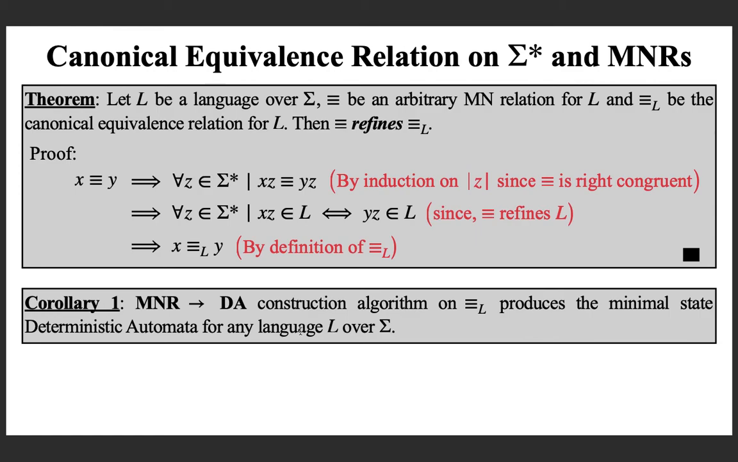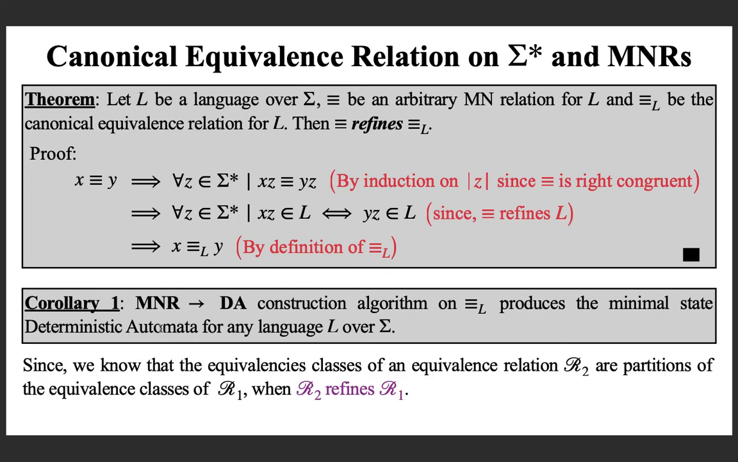Now there may be a confusion, because we know that compared to an Mn relation, the canonical relation may not satisfy the finite index property. In that case, you will get a deterministic automaton which has infinitely many states. That is the only case, and that is why I said deterministic automata, not deterministic finite state automata. We know that the equivalence classes of an equivalence relation R2 are partitions of the equivalence classes of R1 whenever R2 refines R1. This is what we saw in the beginning of this lecture.